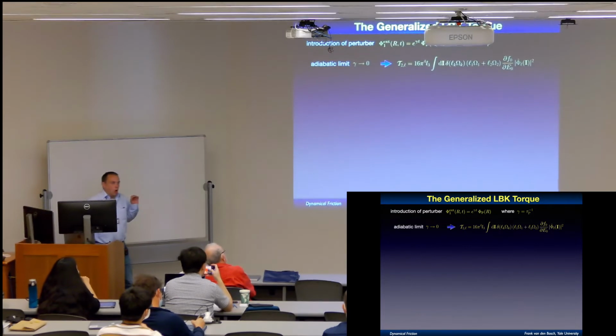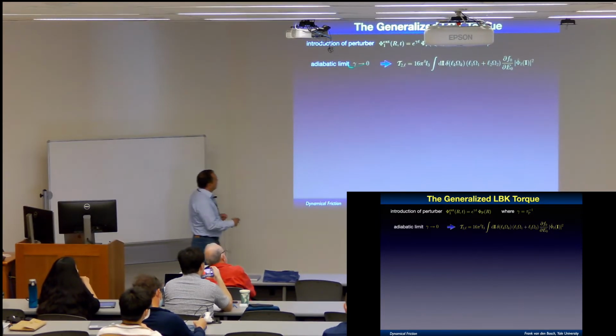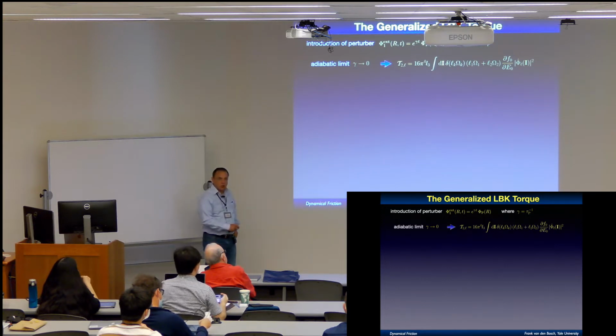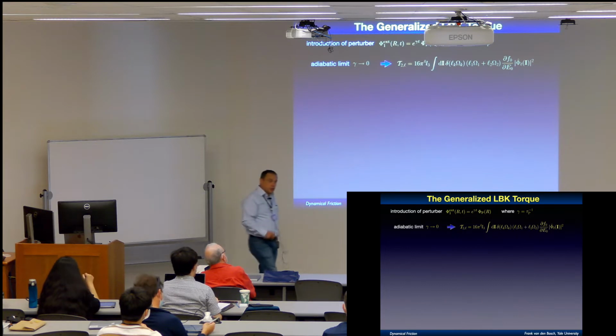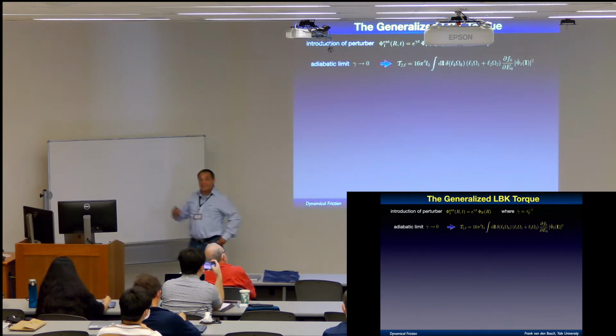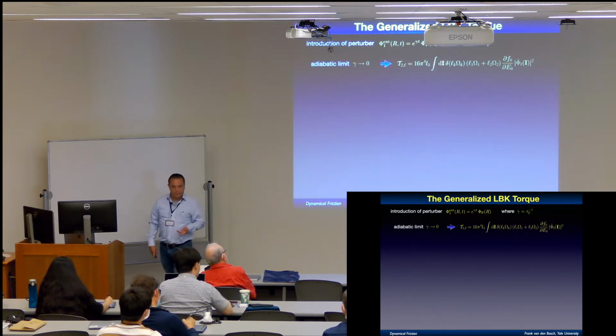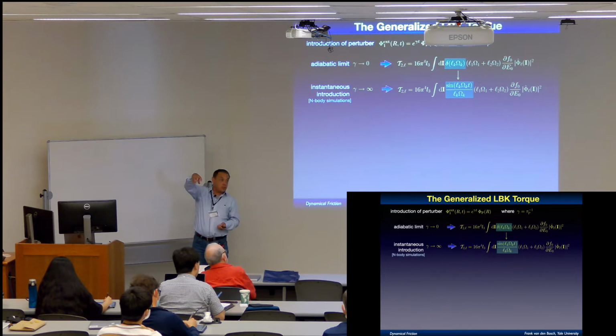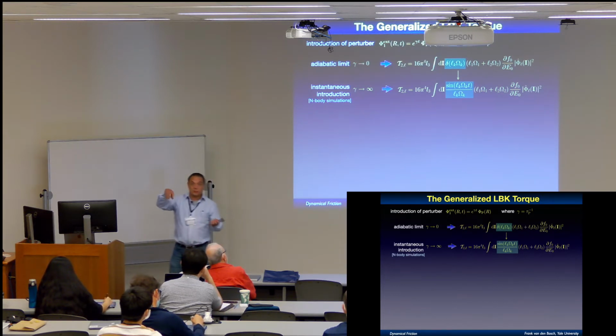Now, we have to go back to that LBK torque and look at it again. And then we realize that this Dirac delta function is a direct consequence of taking this adiabatic limit. That's where mathematically the Dirac delta function pops in. And of course, it's not physical that it takes infinitely long for the perturber to get there. So let's change that and see what happens. If we take the other crazy limit, gamma to infinity, that basically means we assume that we instantaneously introduce the perturber. Now that's also unphysical, but at least that's what the simulators often do.